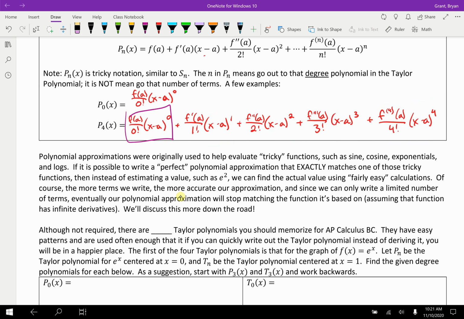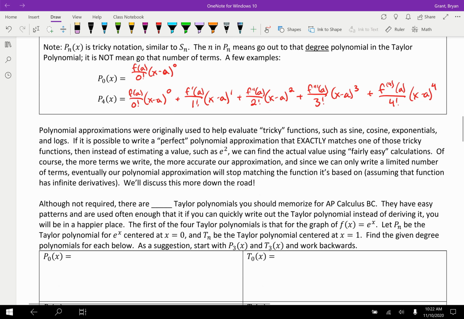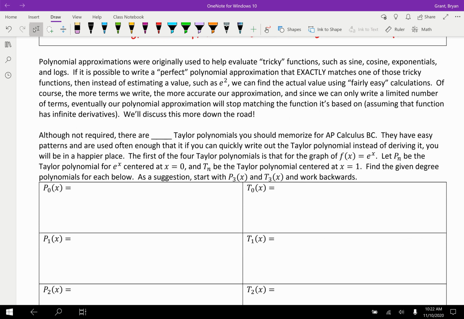All right, now a couple of concluding notes before we get some practice in here. I mentioned that polynomial approximations were originally designed to help with tricky functions like sine, cosine, exponentials, logs, all that fun stuff. Now, we're going to be discussing this more down the road. However, obviously, we will not be able to write out an infinite number of terms in our infinite series. However, the more terms we write, and we saw this on the previous graph, the more accurate our approximation is going to be. So keep that in mind, and we'll see this in just a bit.